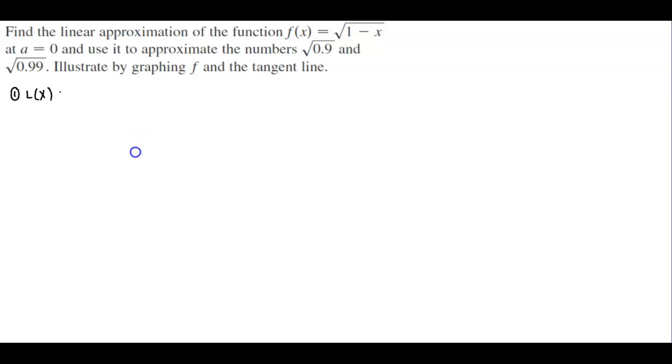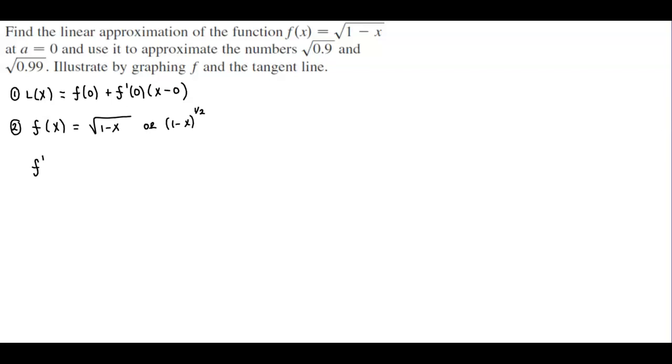So L of x is going to equal, the value of a is 0, so it's going to be f of 0 plus f prime of 0 times x minus 0. So now what we want to do is take the function f of x, which is equal to the square root of 1 minus x. We can also rewrite this as 1 minus x to the power of 1/2.